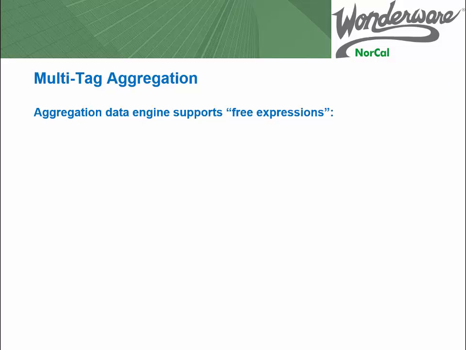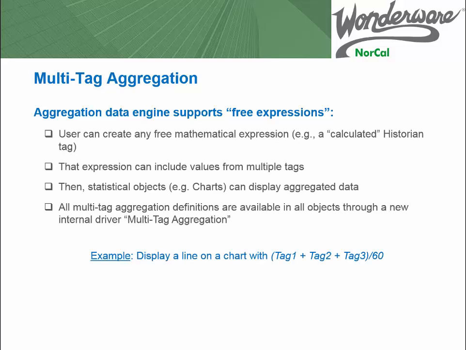The Aggregation data engine allows you to create any free-form mathematical expression based on one or more historical, real-time, or calculated tag and reference it as a new tag. You might want to create a power calculation, for instance, based on several tags logged to your historian, and then display that power calculation on a periodic basis in a table or plot it on a line chart, as if it was a tag coming directly from your historian.